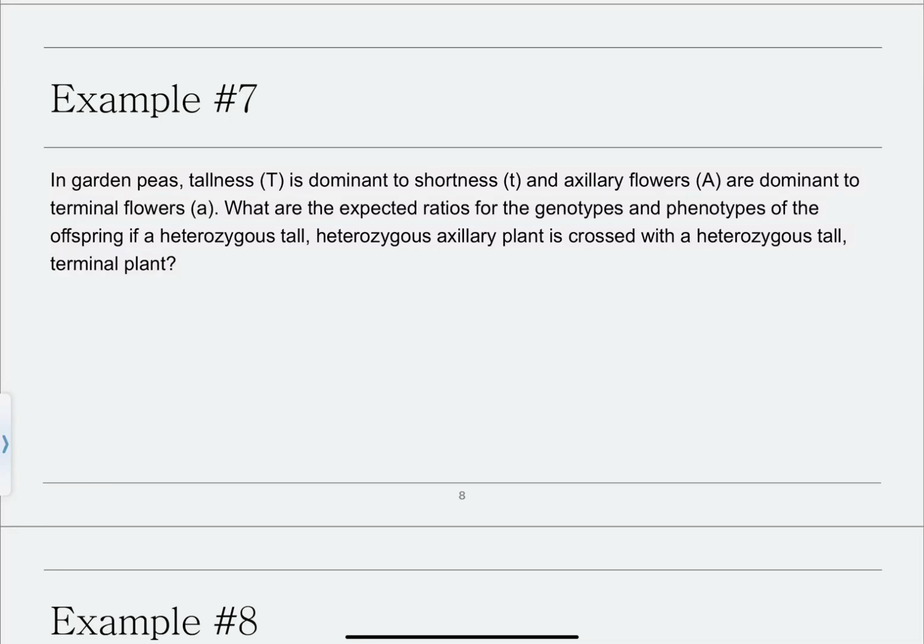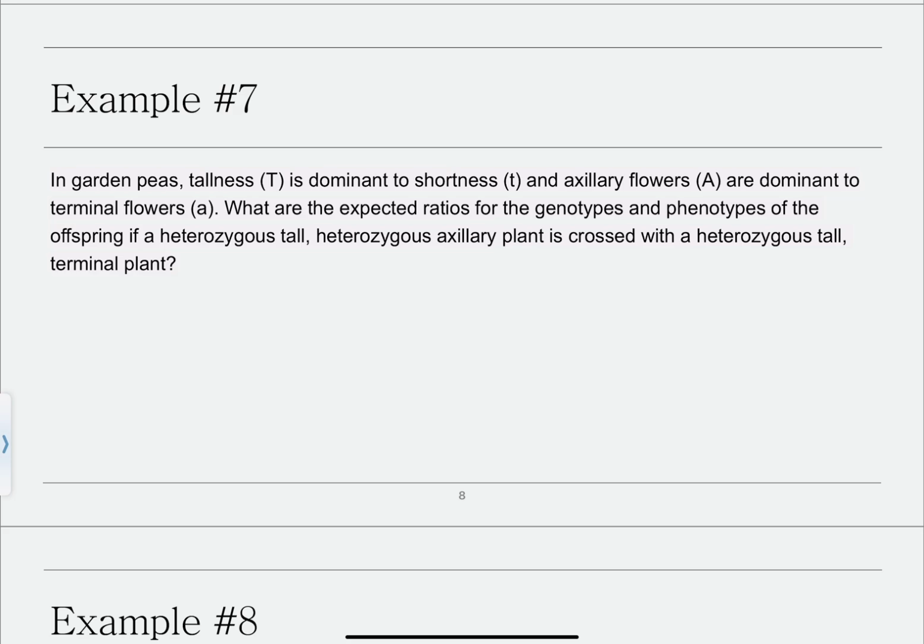Okay, so moving on to example 7, in garden peas, tallness is dominant to shortness. So we know we're talking about dominant and recessive, so complete dominance here. And axillary flowers are dominant to terminal flowers. So we're talking about two different traits, how tall something is, and the flower type. Is it axillary or terminal? Because we're talking about two different traits, we know this is going to be a dihybrid cross.